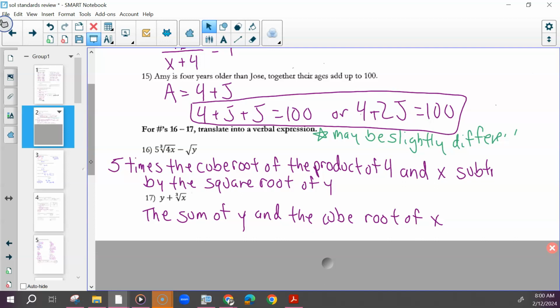Questions on any of those? So translating cannot be done in Desmos. That's something you have to know. But evaluating can be used in Desmos if you put that in Desmos. I don't know if you're even allowed to have a calculator this year, but you will have Desmos, so utilize it.